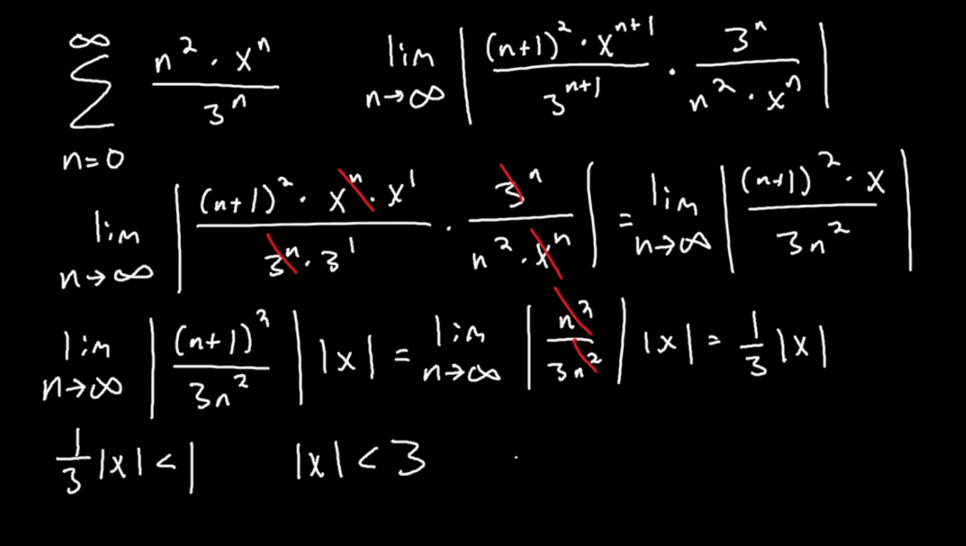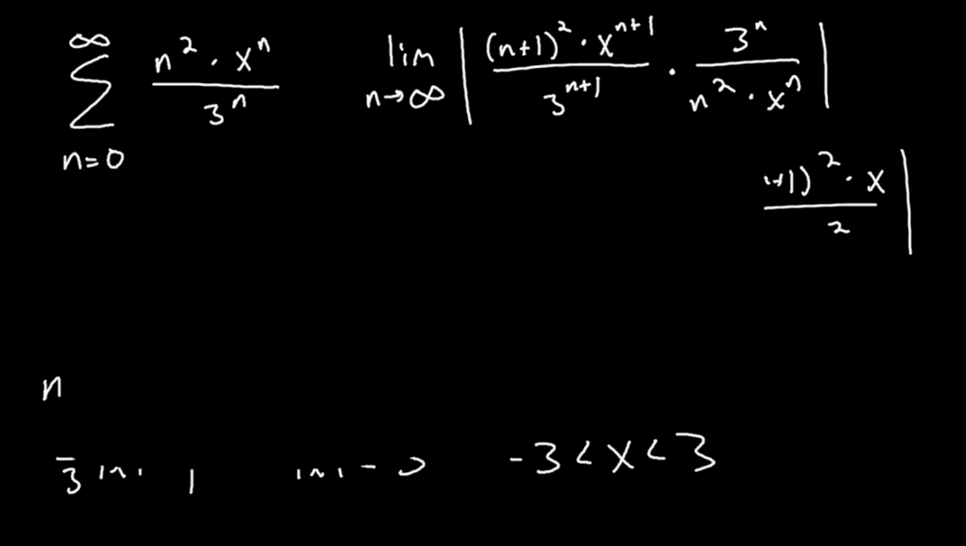And the absolute value of x can be separated to get negative 3 is less than x, and 3 is greater than x. So this right here will be our interval of convergence. Now here's the thing. We need to test the end values of this new interval.